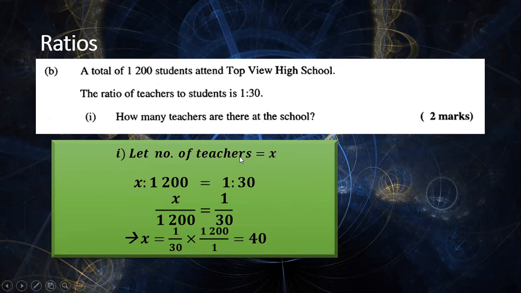So the number of teachers to the number of students is represented by the ratio 1 to 30. And if it's 1 to 30, it means X has to be 1/30th of this number here, or this number here, which is the number of students, should be 30 times however many teachers we have. Okay, and it pans out because 1,200 is 30 times 40. Any questions here?